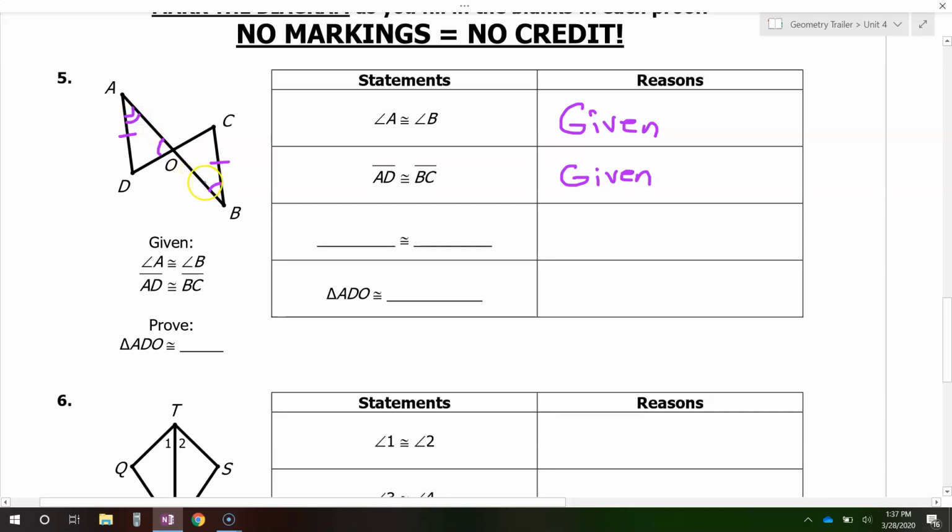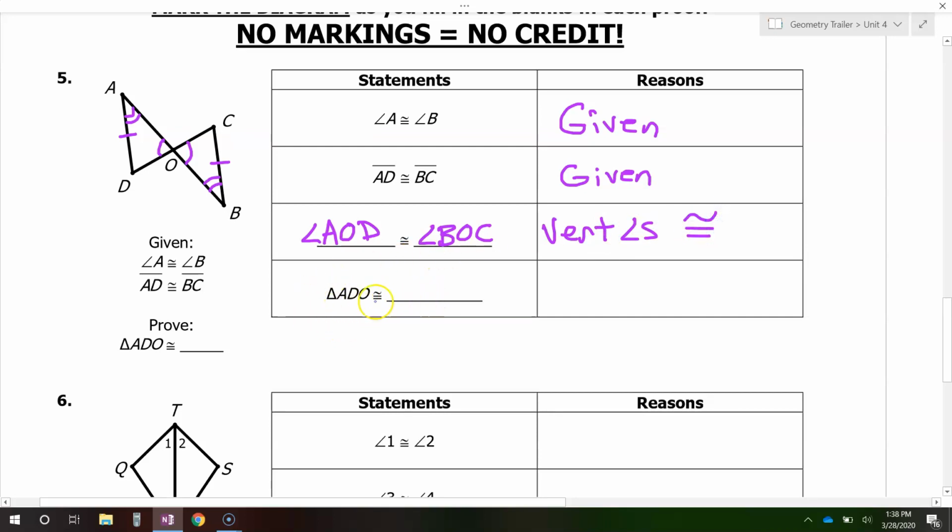I'm going to switch this to a double mark because of a system in my head. All right, so we have these vertical angles that will always be congruent. So the vertical angles are AOD, that's one angle. So angle AOD is congruent to angle BOC. And these are vertical angles. So we can just say vertical angles are congruent.